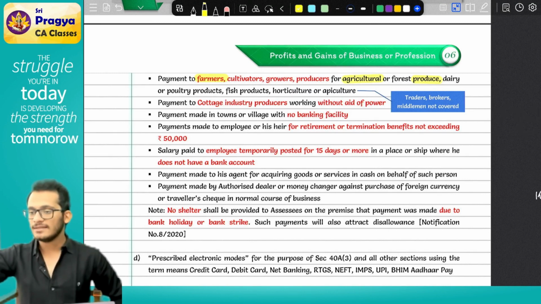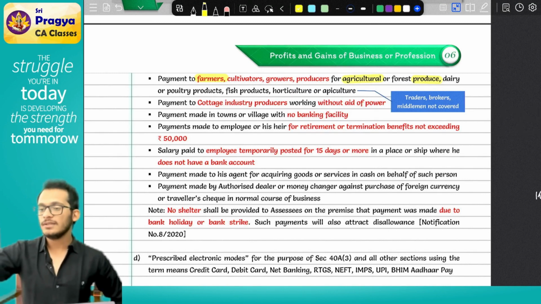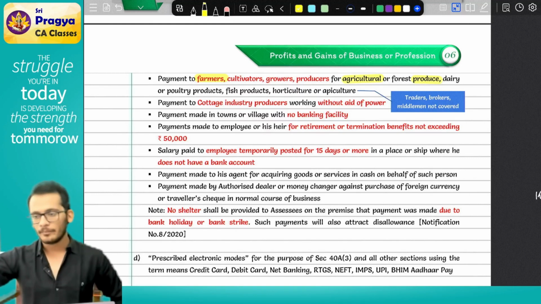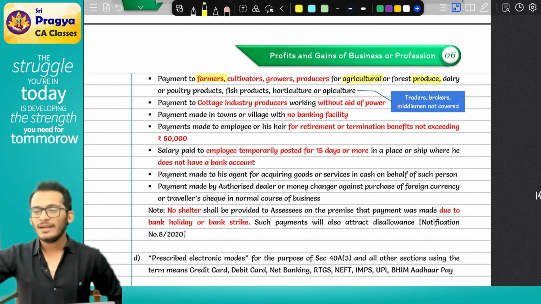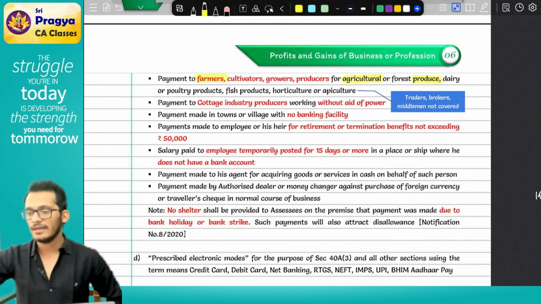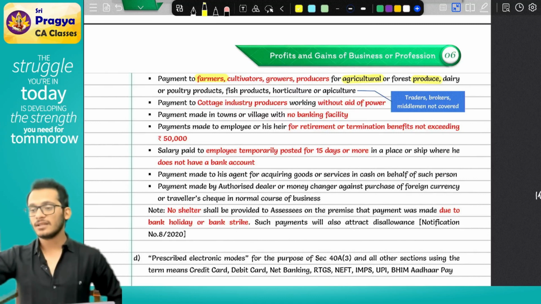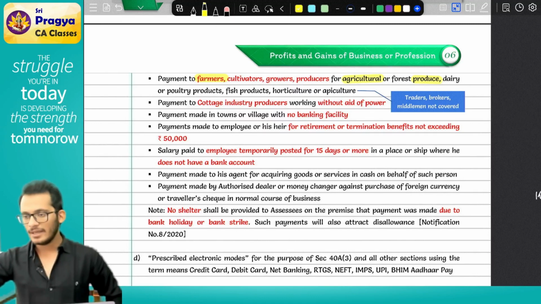Each place he paid less than 10,000. If the agent was not there, you would have bought it for less than 10,000. So no problem, allowed. Rahul, I went and made the payment to the agent. The agent went to one single place and made a 20,000 payment. Disallowed. Understand? Agent payment is allowed, but the agent making a further payment is disallowed.